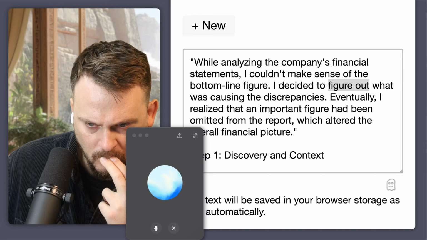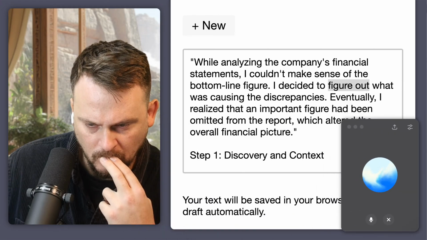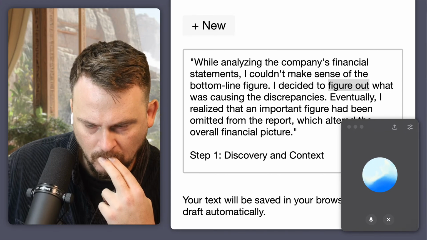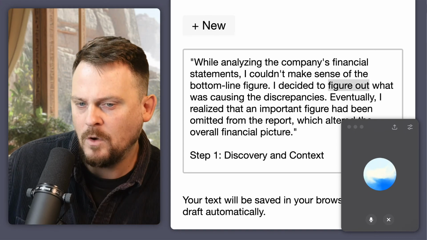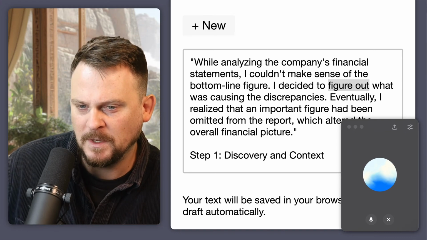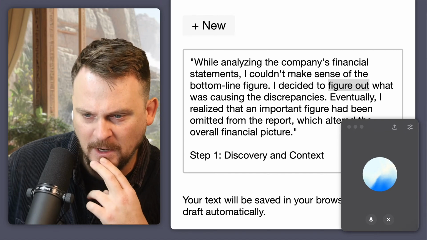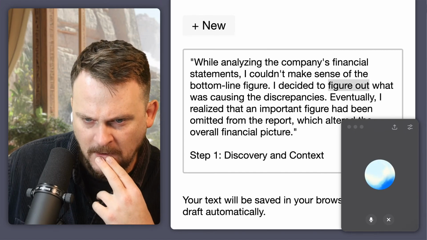Sure. A discrepancy refers to a difference or inconsistency, especially when things are expected to match or align. In the context of financial statements, discrepancies could be unexpected differences between numbers that should theoretically be the same, indicating errors or issues that need to be investigated. Okay, that makes sense. That's pretty simple. I'll explore that later maybe, but I think that's it.